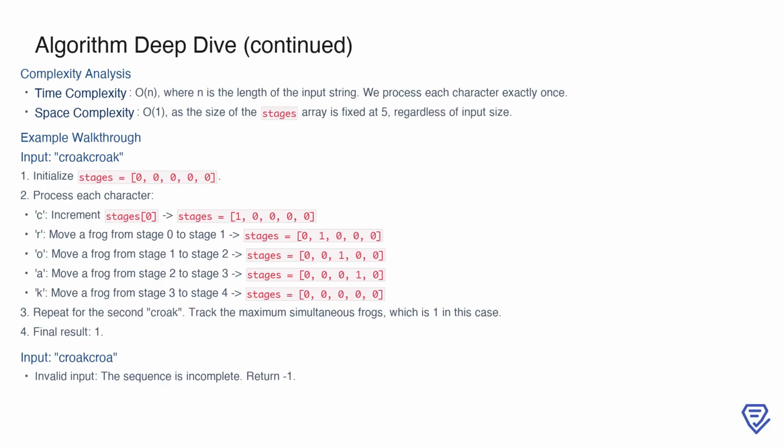Repeating this for the second croak, we track that the maximum number of frogs croaking simultaneously is 1. Thus, the result is 1. For invalid inputs, such as croak, the sequence is incomplete, so we return -1. This demonstrates how the algorithm handles both valid and invalid cases effectively.